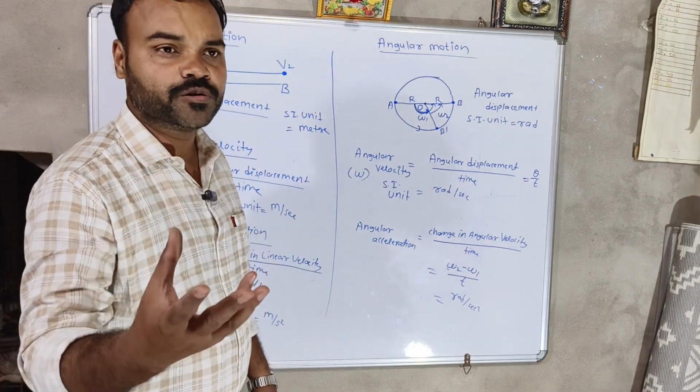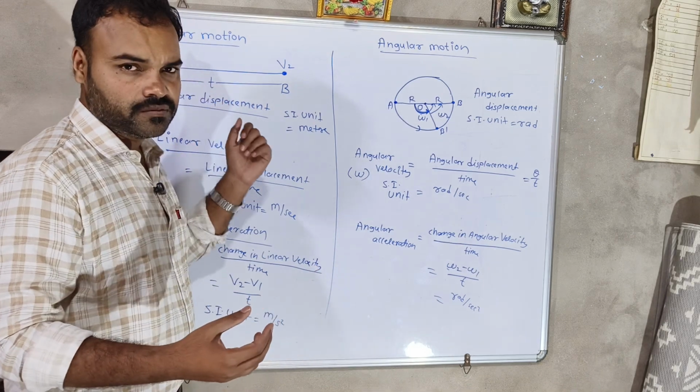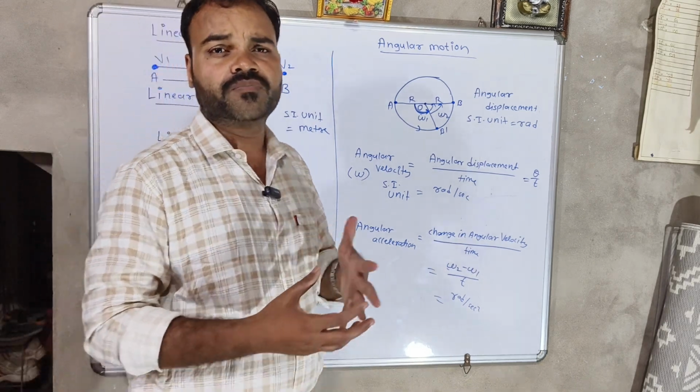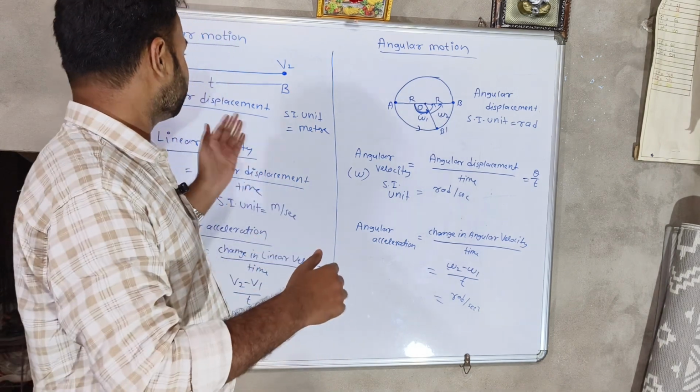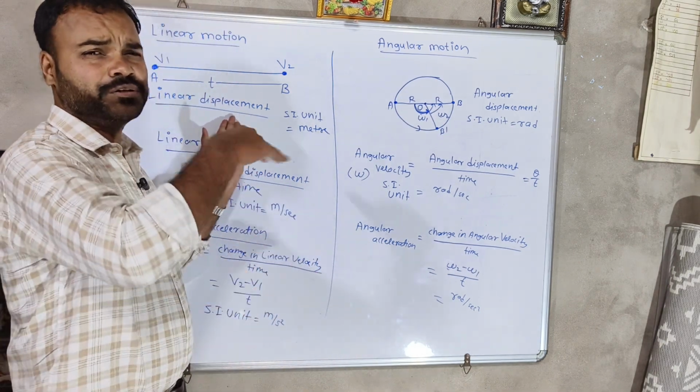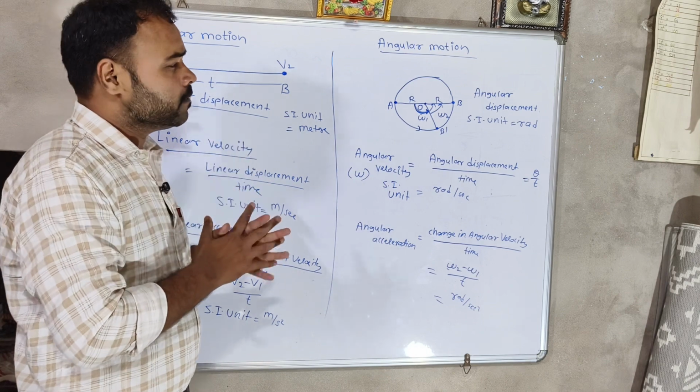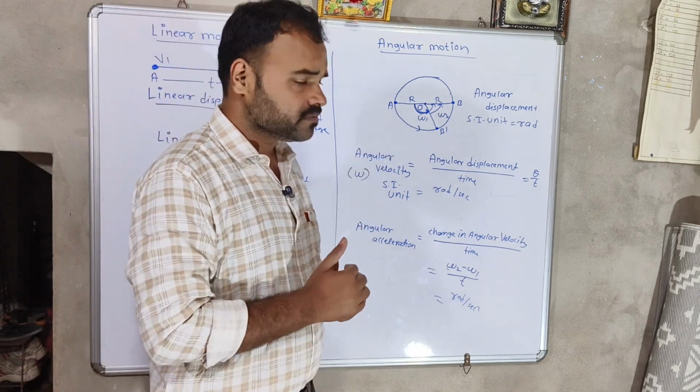So I told you already what linear motion is. A particle moving along a straight line path is linear motion, or in depth, we are seeing linear displacement. We are going to see this further. But what is angular motion?